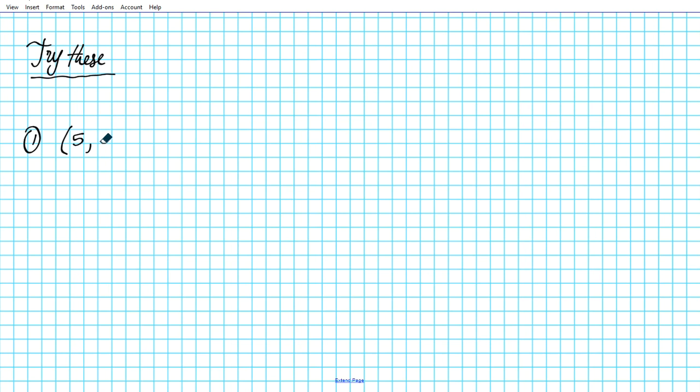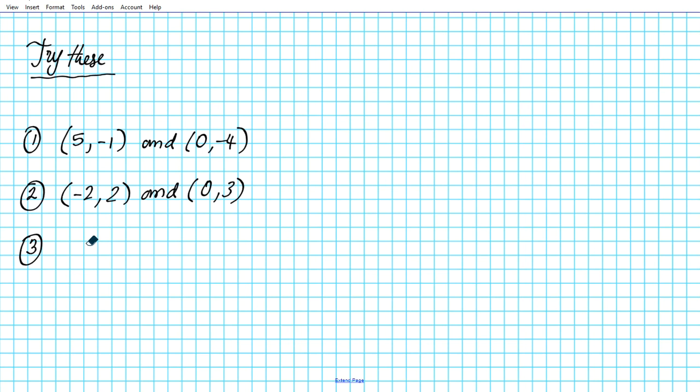For number 1, let's say you have 5, negative 1, and 0, negative 4. Number 2, let's say you have negative 2, 2, and 0, 3. Number 3, let's say you have 0, 5, and negative 1, 2. Go ahead and pause the video at this time and write down the equations of the line that goes through these given points in slope-intercept form and point-slope form, and then click back on play to see what the answers are.